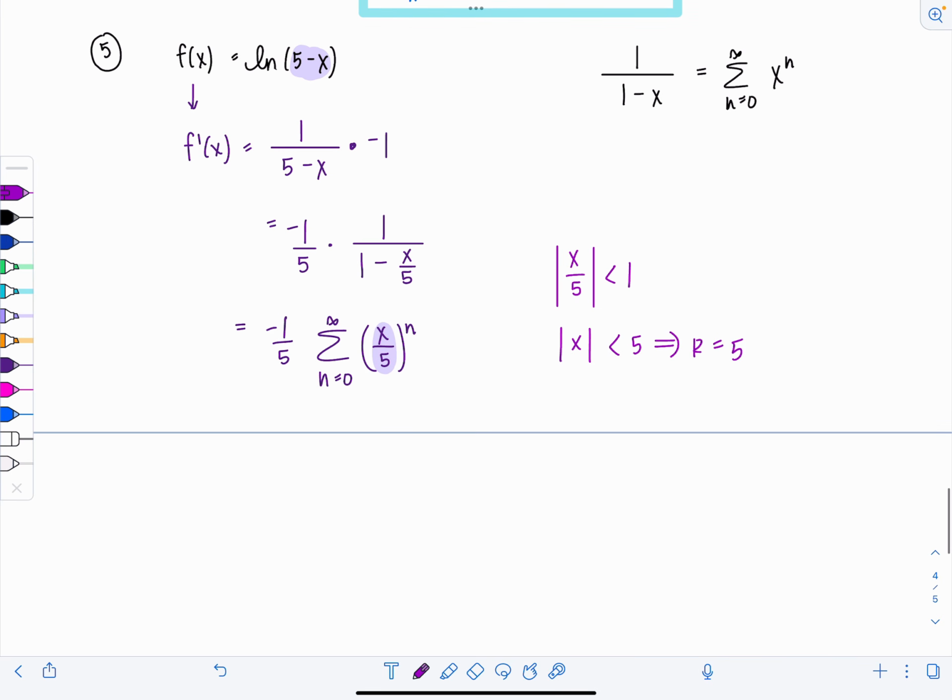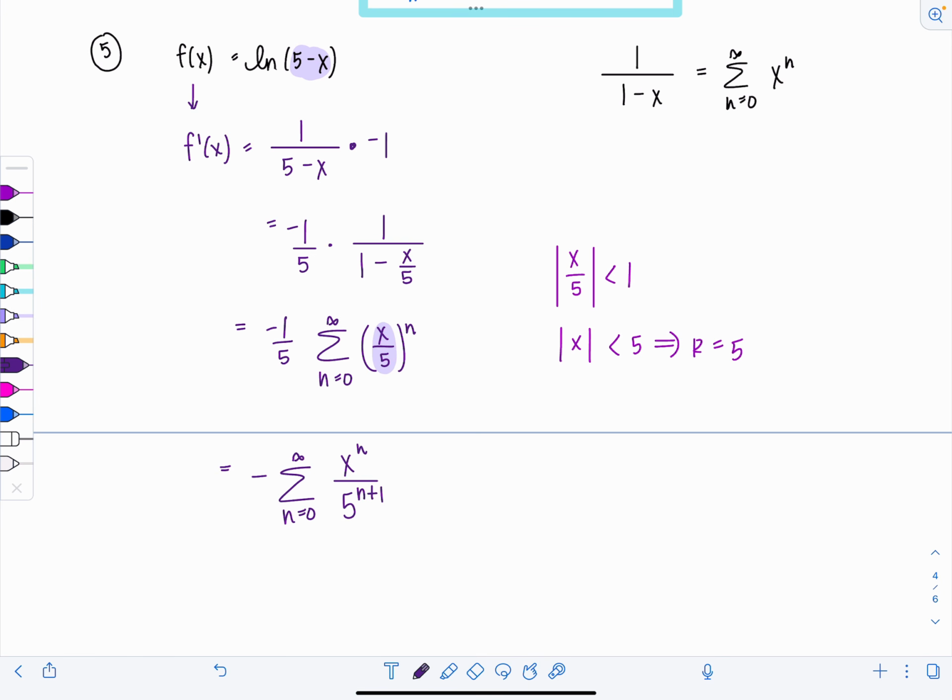Can we simplify this sum further? Yes. I'm going to leave the negative out because you see how there's no negative being raised to the n. It's not alternating. It's just like one lonely negative. He can stay outside. And then we have the sum n equals 0 to infinity x to the n over 5 to the n plus 1.